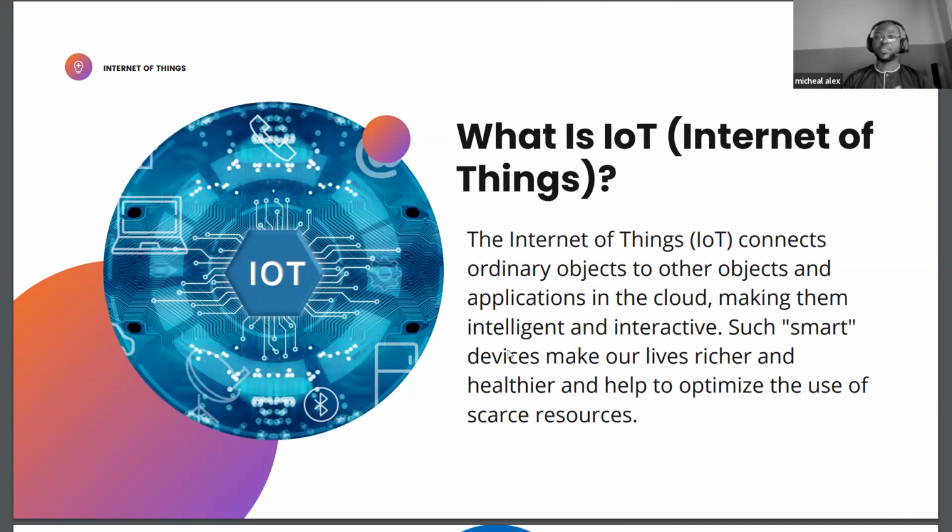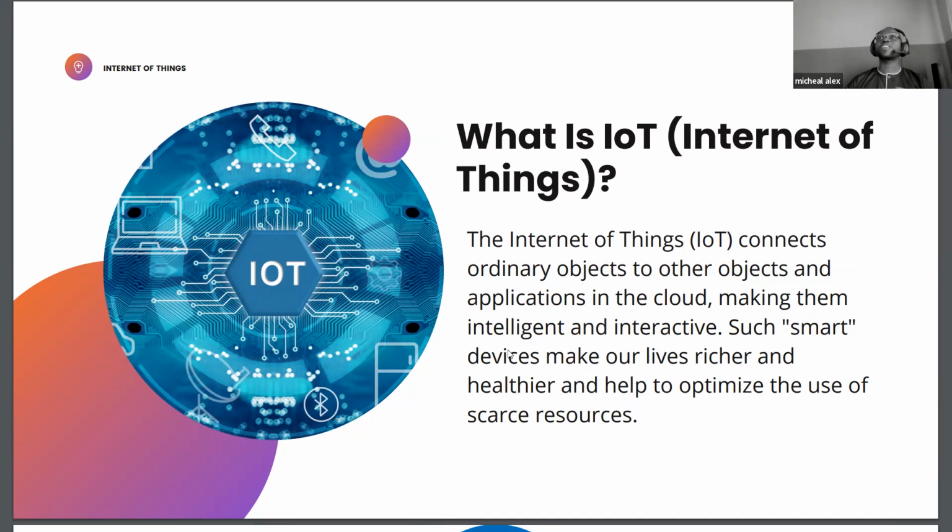So what is the Internet of Things? The Internet of Things connects ordinary objects to other objects. An application is in the cloud. So it is not just the objects alone that are communicating with each other. The truth is that they must have a central point. They must have a place where they actually store data. They must have a place where they also get signals from, where their networks are being wired.